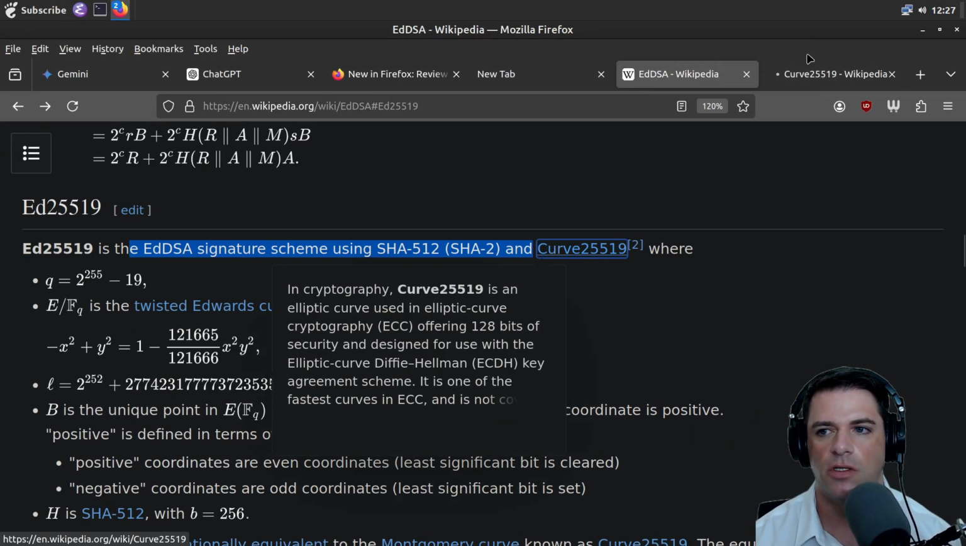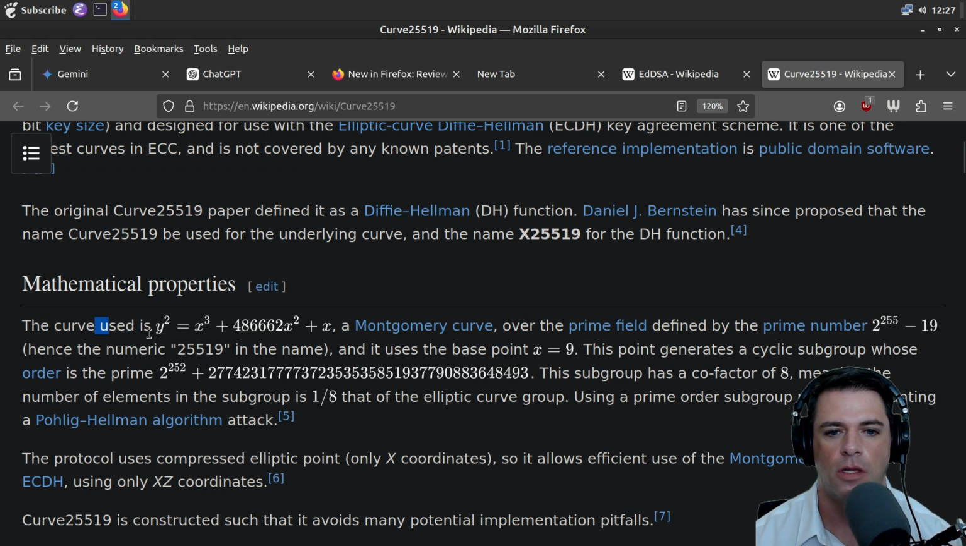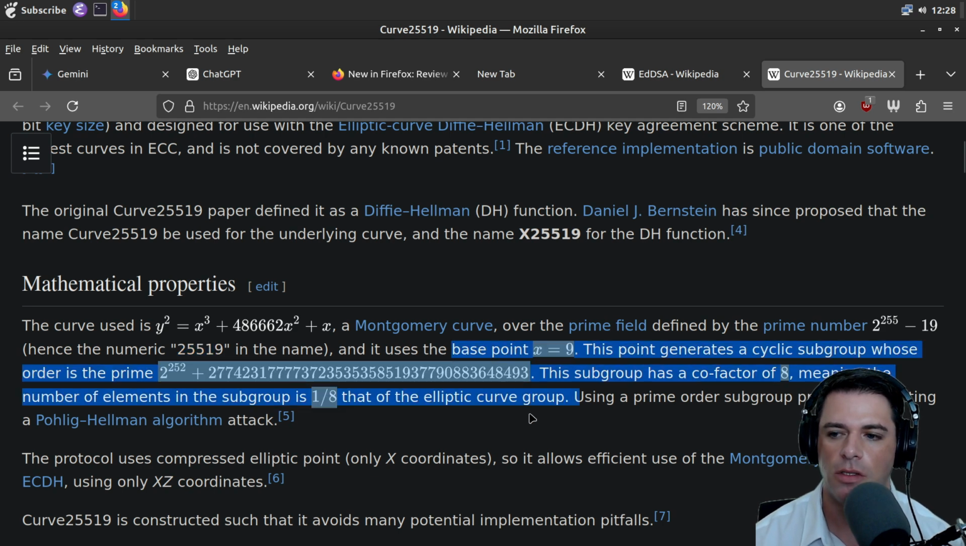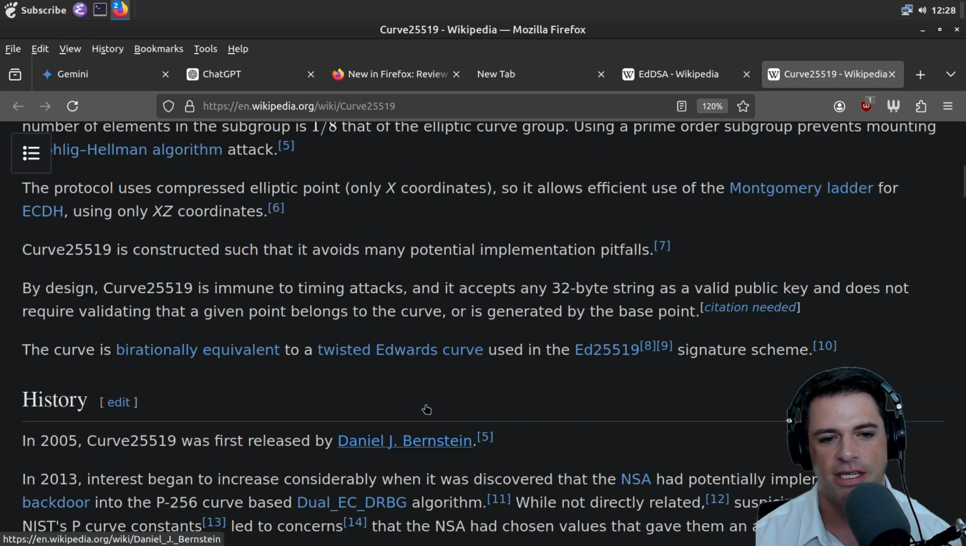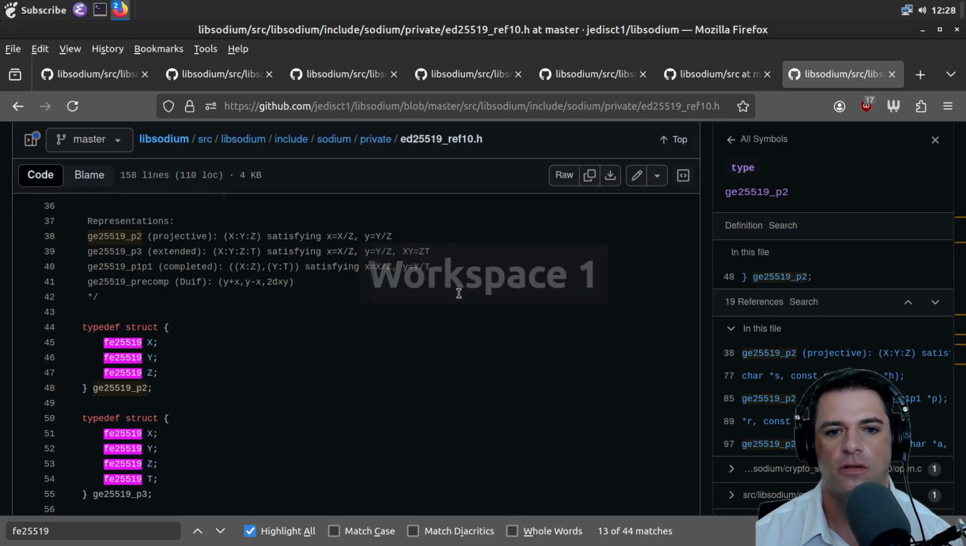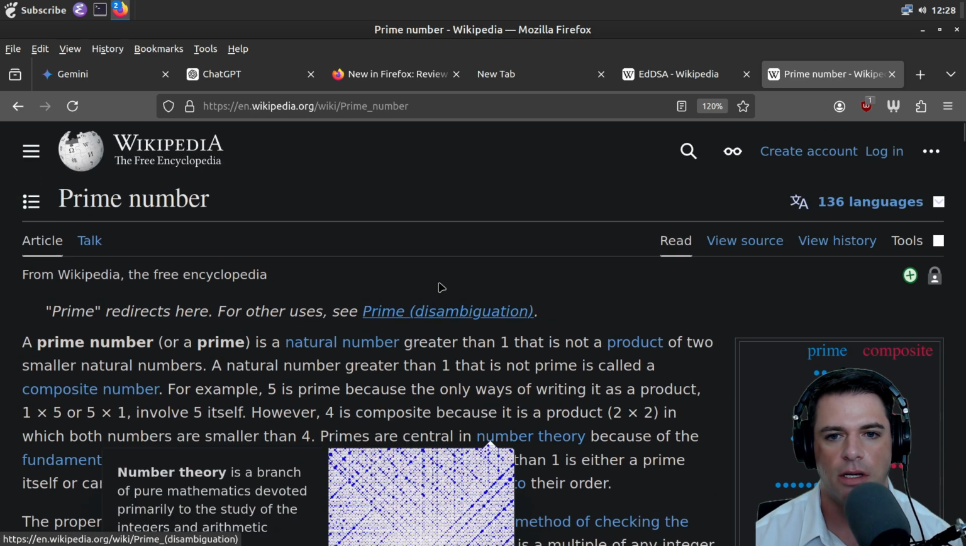All right, so what I really want to know is about the curve. The curve used is a Montgomery curve over the prime field defined by the prime number 2 to the 255 minus 19. Hence the numeric 255, 19 in its name. So the field is the integers modulo this prime number, which makes so much more sense than the field F2. I think I was thinking of an extension, but that's not how things work.